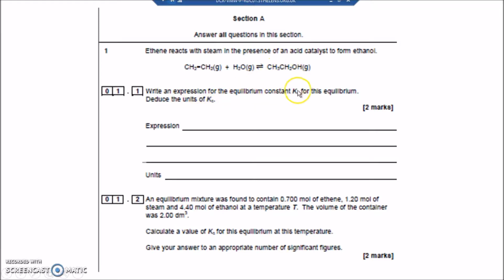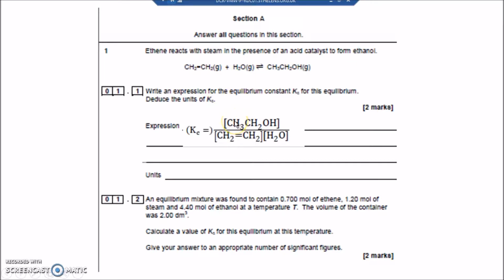Write an expression for the equilibrium Kc for this equilibrium to deduce the units of Kc. So it's the concentration of ethanol divided by the concentration of ethene and also divided by the concentration of water. Nothing's squared, so it's just the straight concentrations because we've got the number 1, 1 and 1 in front of each of these quantities.